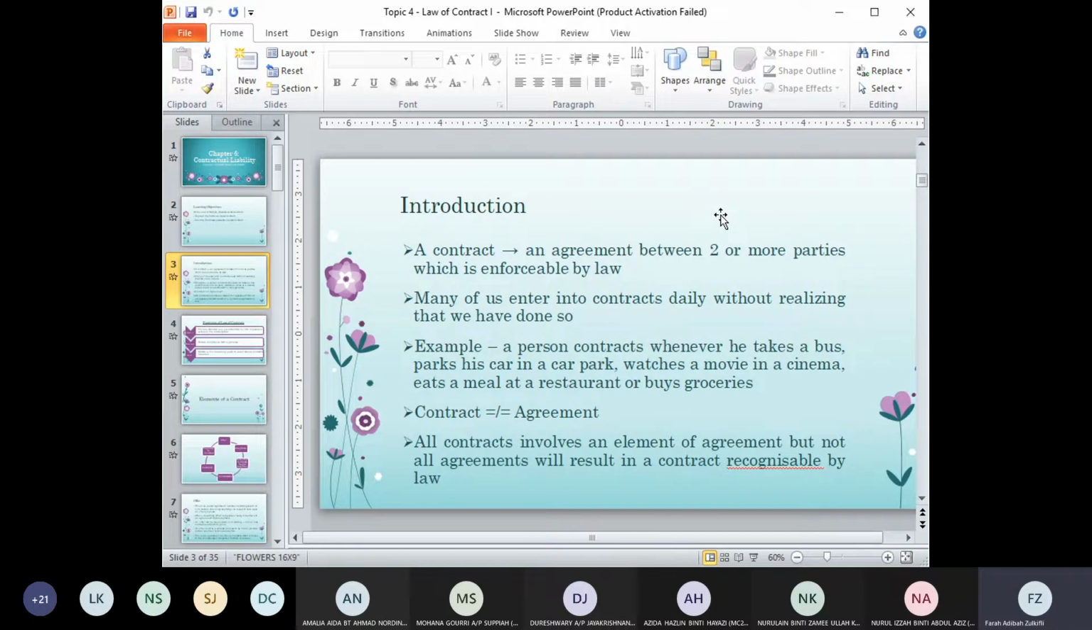Okay, so when we talk about contract, contract is not only about something which is in written form. A contract is basically an agreement between two or more parties which is enforceable by law. As long as you have an agreement, the agreement must have at least two parties, but it also can have more than two parties. If the contract is enforceable by law, if you can bring the contract to the court in order to get your remedies, in order to get your damages, that contract is a valid contract.